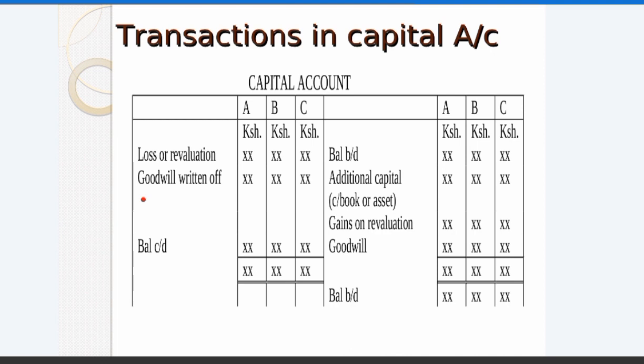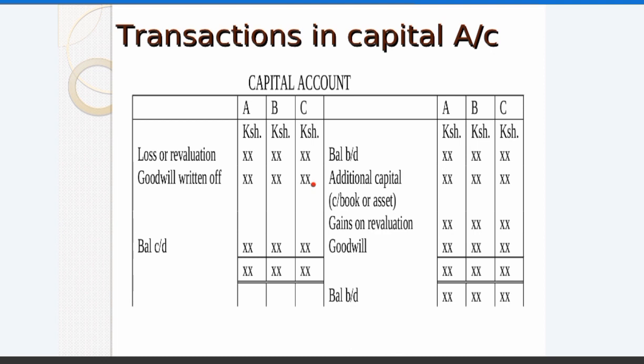So a loss is again shared amongst the partners in their profit sharing ratios. So any loss on revaluation of assets is shared among the partners. Depending on the profit sharing ratio, A will have a share of the loss on revaluation, B will have his share, and C also will have his or her share. So that way, you will realize that the share of loss on revaluation will reduce the capital of the partners.